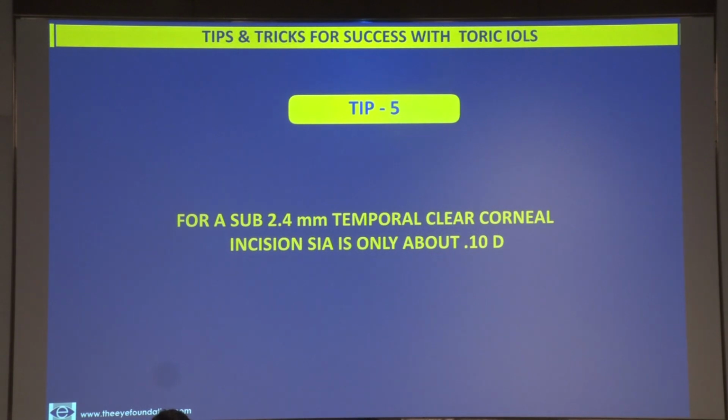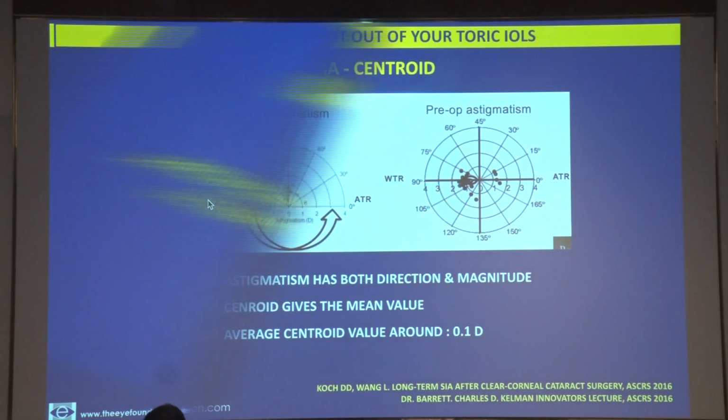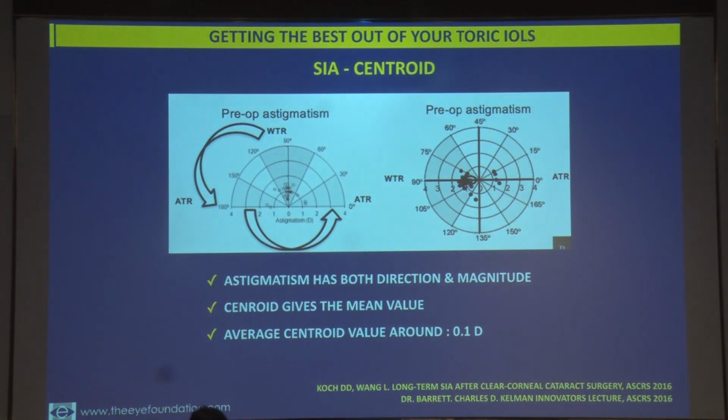And well, another most important aspect that you need to understand is that for a sub 2.4 millimeter temporal clear corneal incision, the surgically induced astigmatism is just about 0.1 diopter. We have understood now that the astigmatism induced by any surgical incision has both a direction and magnitude. They tend to neutralize each other, because of which the centroid value of the astigmatism induced is just about 0.1 diopter. For a long time, I used to consider that my 2.2 millimeter temporal clear corneal incision induces 0.4 diopters of astigmatism. Now that concept has completely gone away.